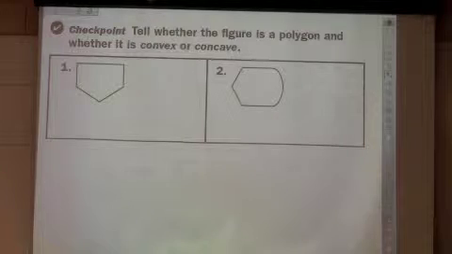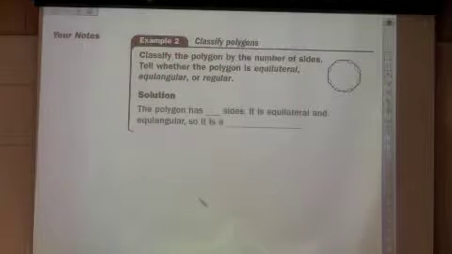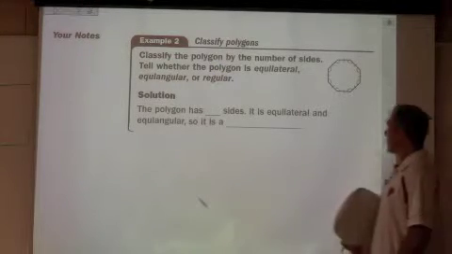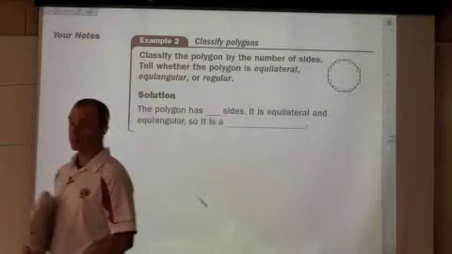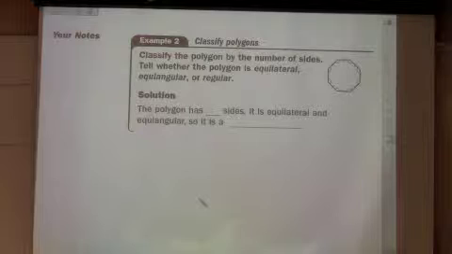Let's just look at number 2. Is that a polygon? No, because it's got a curved side. They have to have straight segments. Example 2. Classify the polygon by the number of sides. Tell whether it's equilateral, equiangular, or if it's regular.